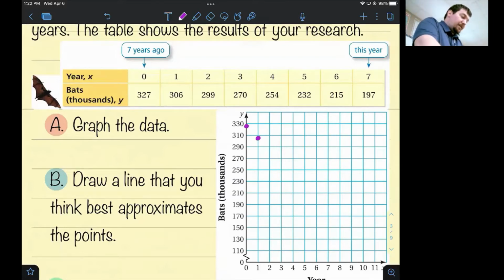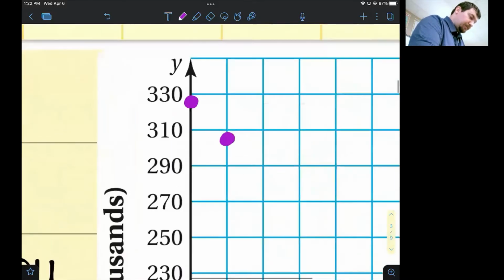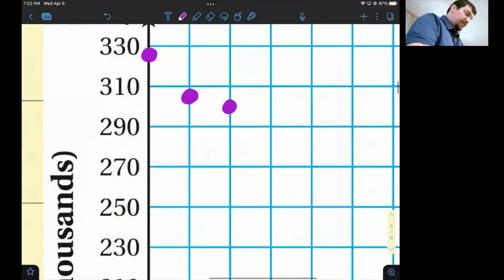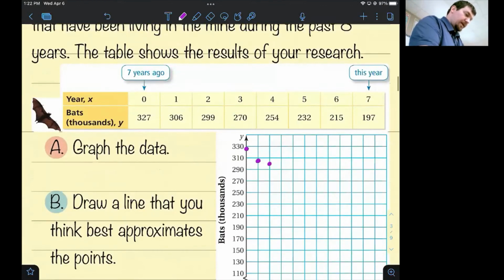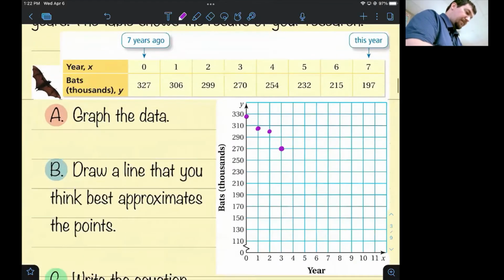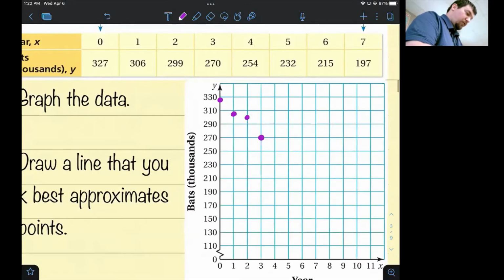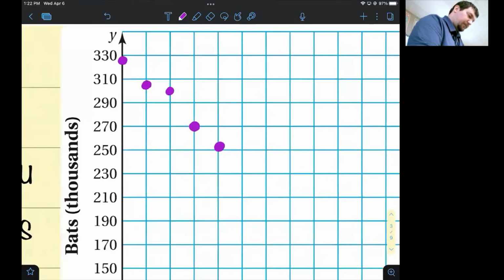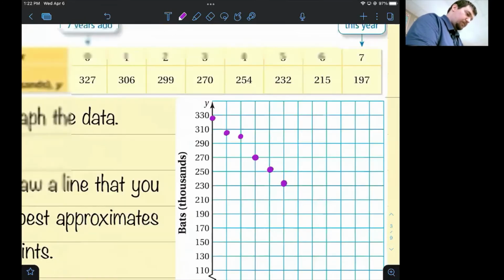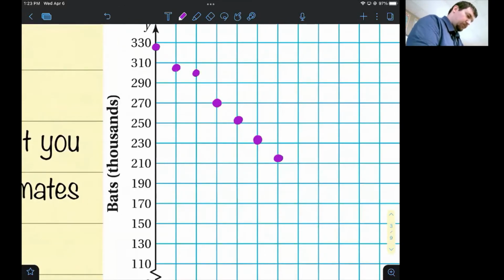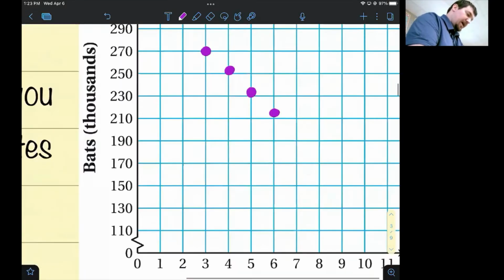So 2 years later, 299,000 bats. Year 3, 270,000 bats. Whoa. Let's try that again. 270,000 bats. That was a pretty big drop off there. 254,000 bats for year 4. Then 232,000 for year 5. 215,000 for year 6. And for year 7, 197,000.